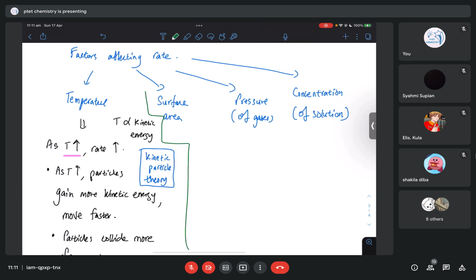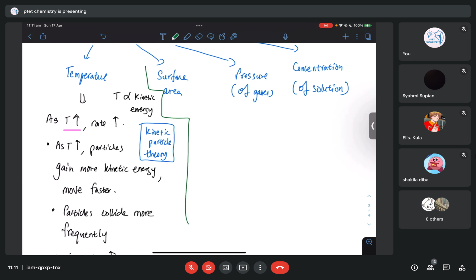Easier said than done, obviously. Surface area is to do with contact, so contact point. So you will have powdered form versus lumpy solid. Lumpy is like, if I have a cube, my cube is not the best in the world, versus if I have the powdered form, this thing here, the powder form, will have a larger surface area.